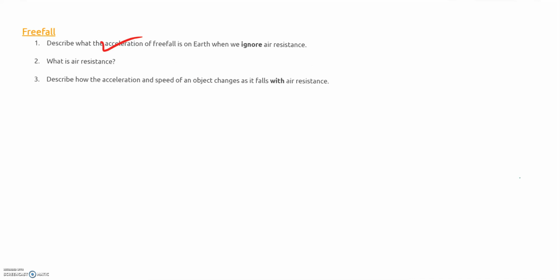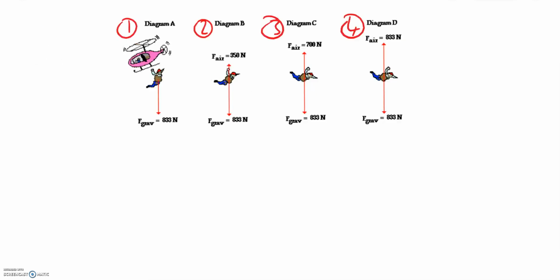Right, finally, we come on to the hardest one. Describe how the acceleration and speed of an object changes as it falls with air resistance. So now we're on planet Earth, where there is air resistance, and we're going to see how objects behave when they experience this air resistance force. Now, the best example for this is the skydive. And if by magic, there's a nice image of someone doing a skydive. Hopefully you'll get a chance to do that.